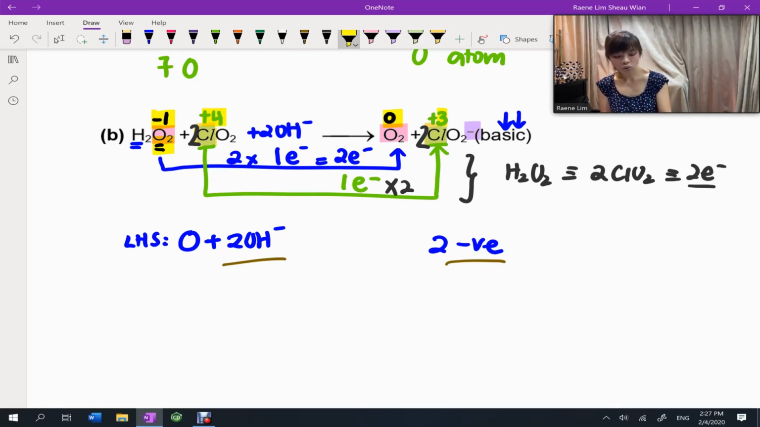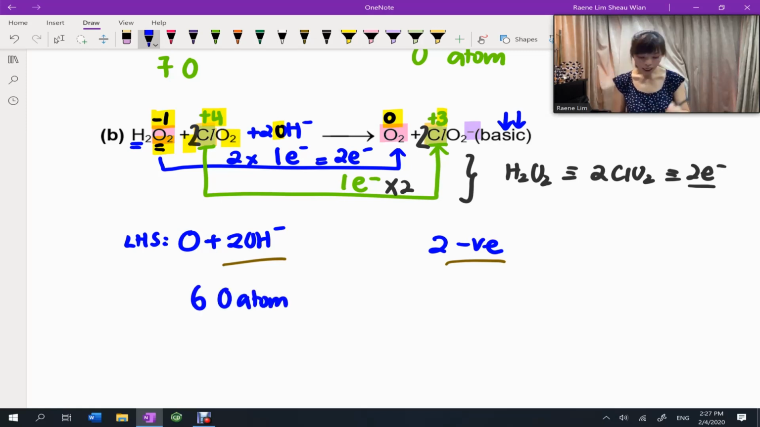So you have 2 for the hydrogen peroxide, you have 4 from the 2 units of ClO2, and you have another 2 from the hydroxide. That's 8 oxygen atoms on the left: 2 + 4 is 6, plus 2 is 8. Then on the right-hand side, you have 2 oxygen atoms and another 4, so a total of 6 oxygen atoms.